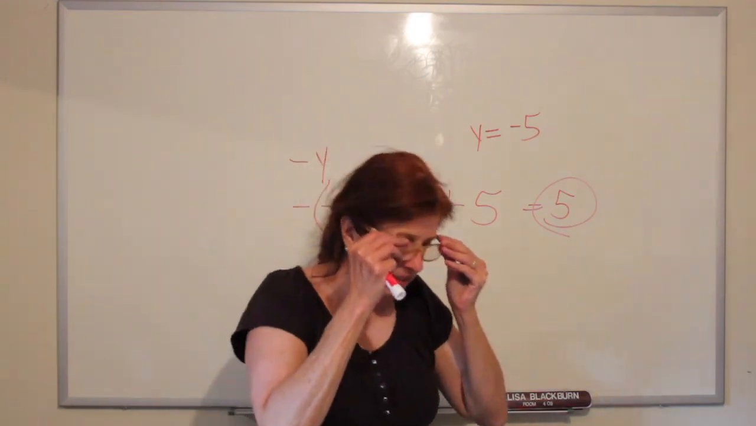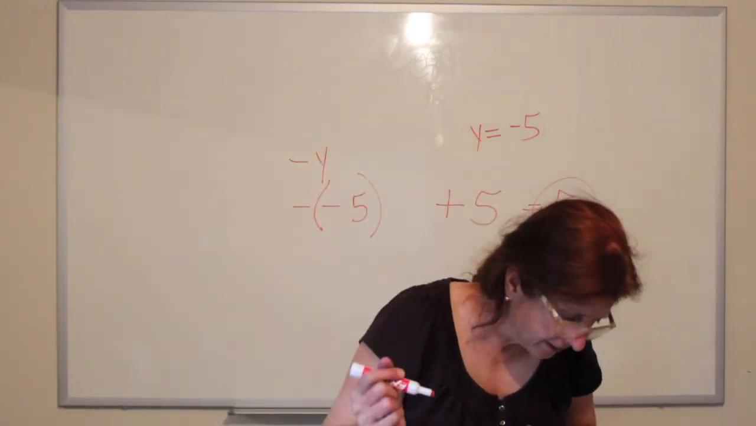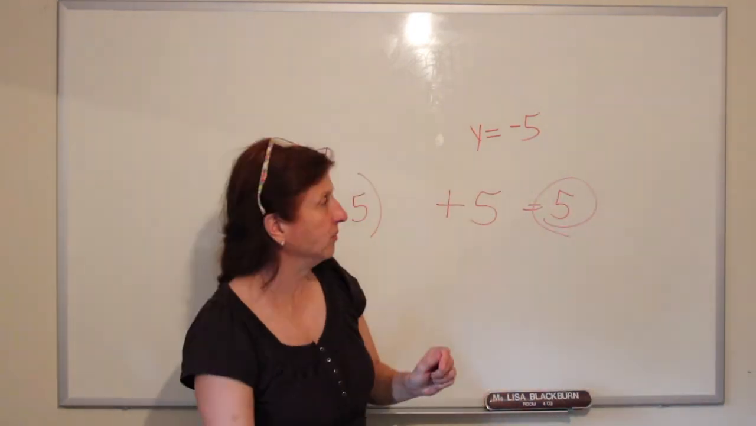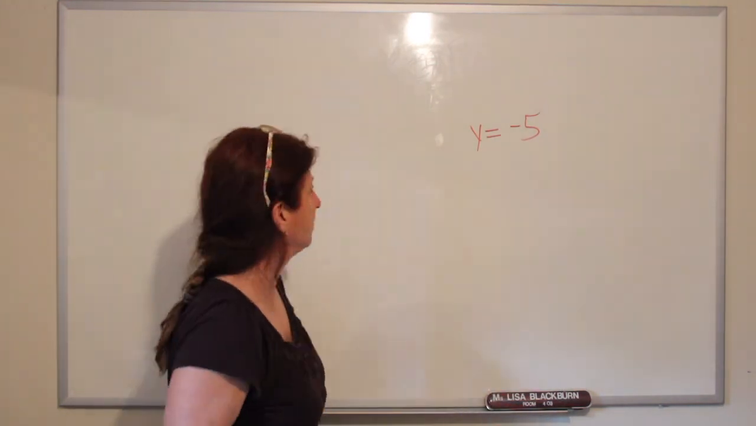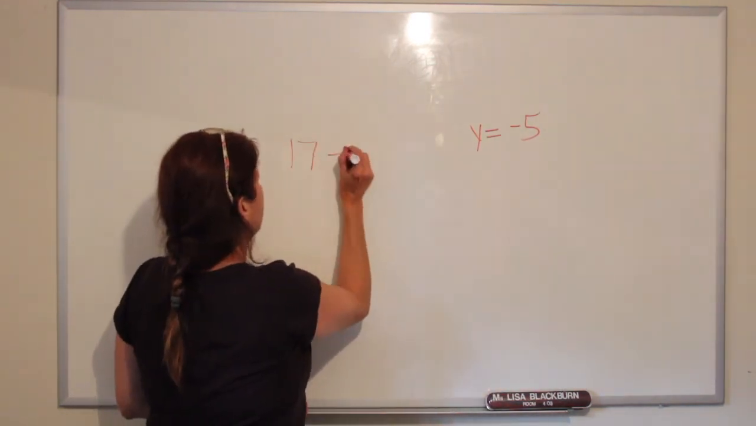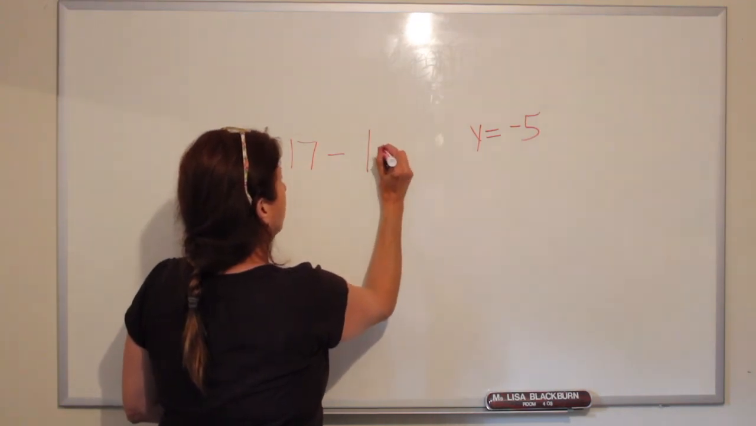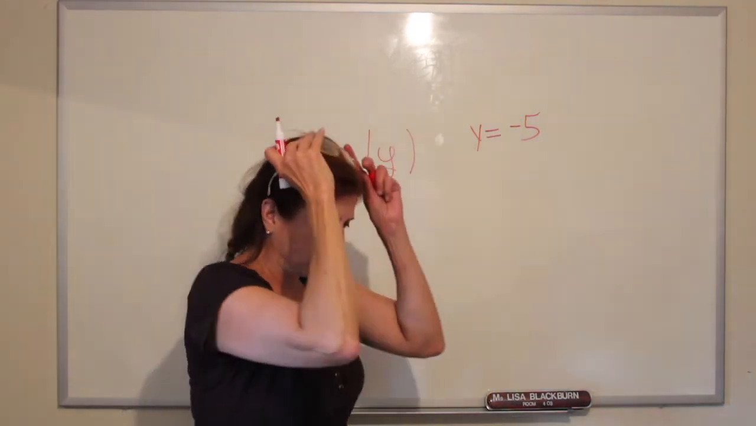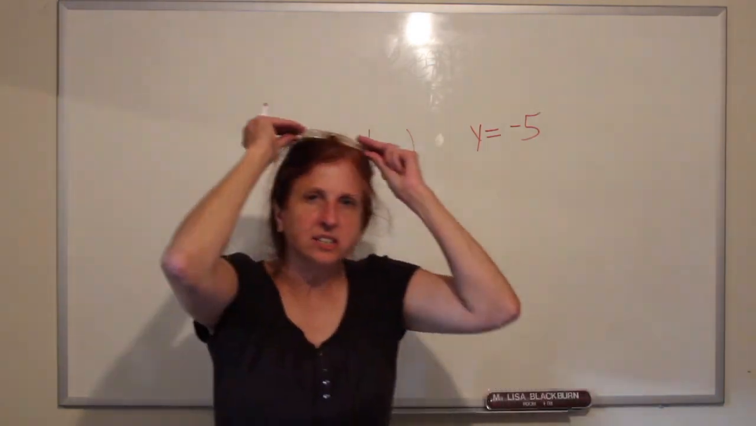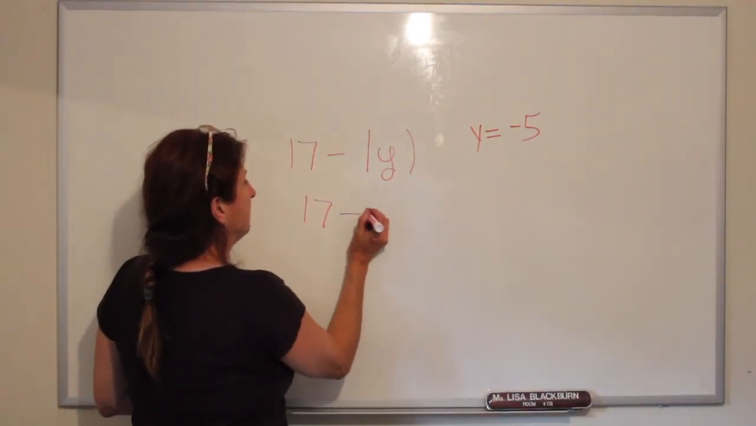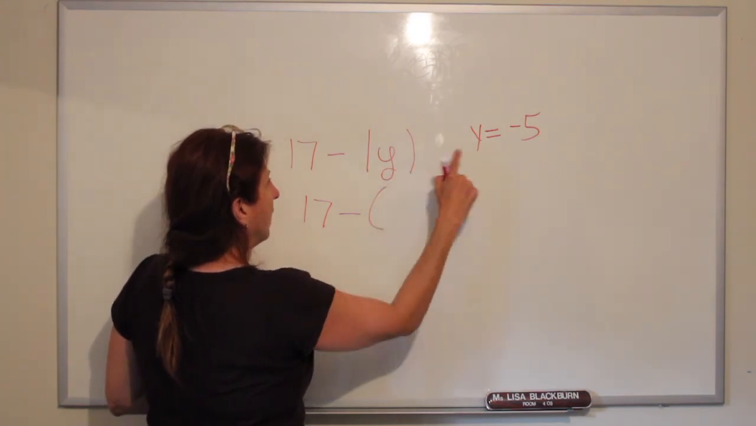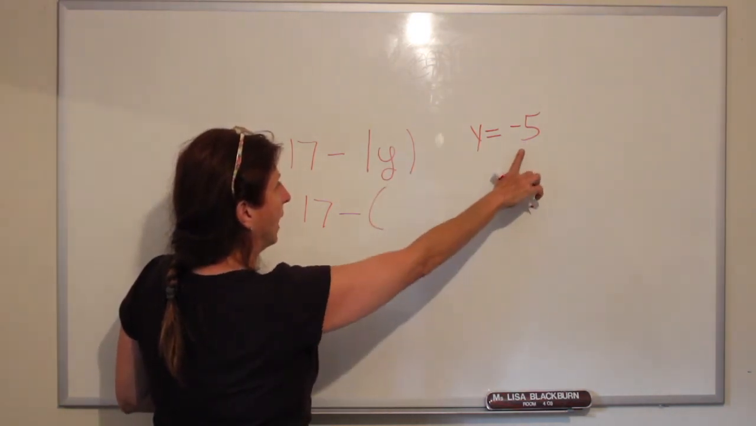All right, let's see our next one. This one is 17 minus the absolute value of y. So here's our new thing that we're going to substitute in. 17 minus the absolute value of y. There, put my little bars over there. Yep. So I should substitute and put it in. 17 minus the absolute value of y.